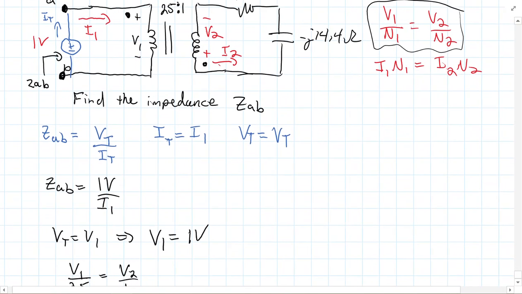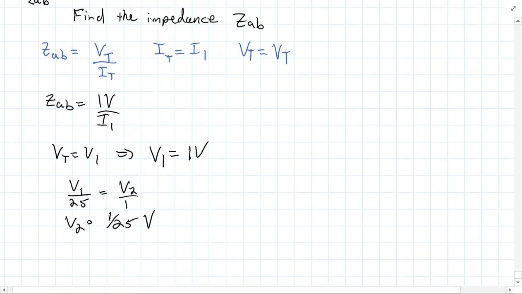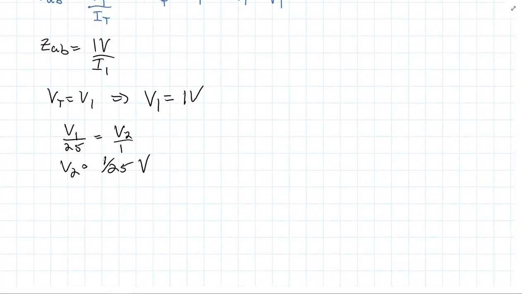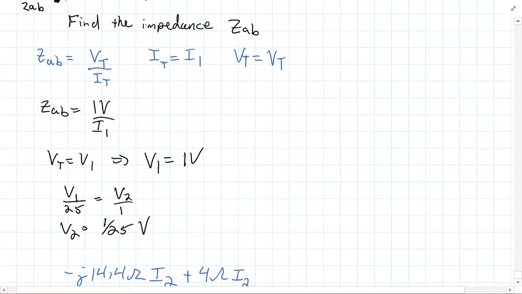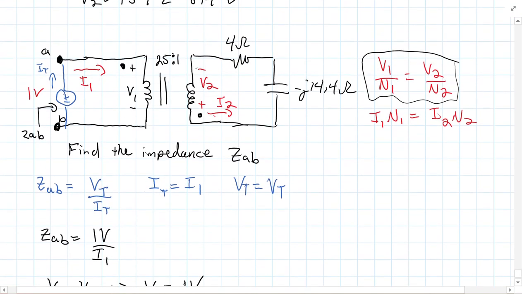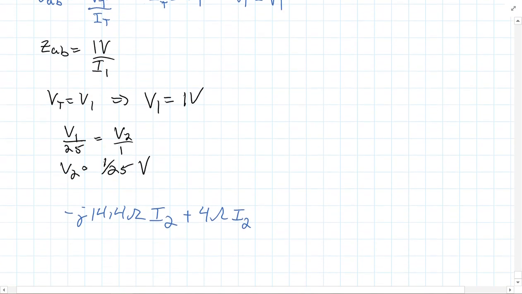So what I'm going to do here is I'm going to go ahead and just follow my current here. And so my current I2 would be minus j14.4 ohms times I2 plus 4 ohms times I2. And then let's look at what side am I coming into. I'm coming into the negative side. So minus V2, and that's equal to 0.